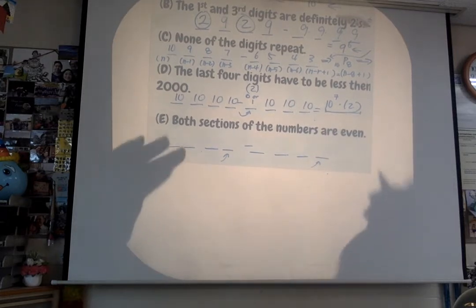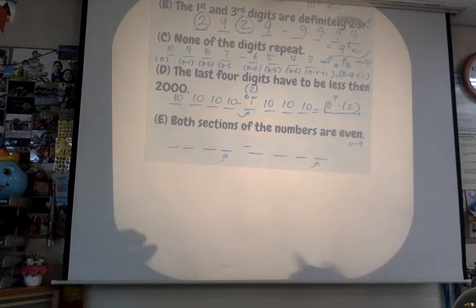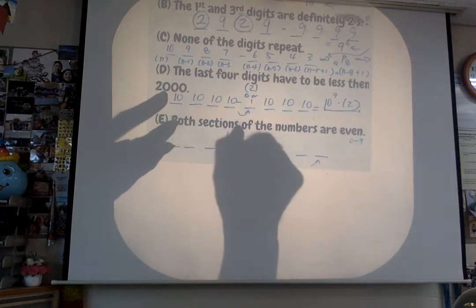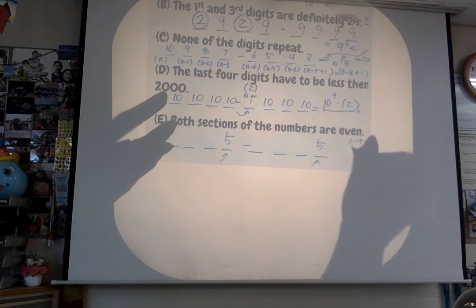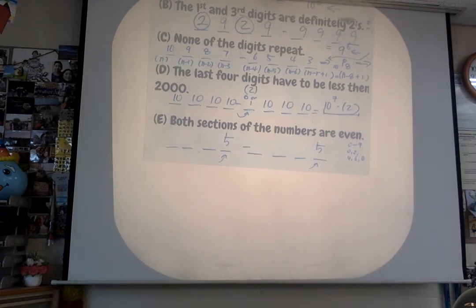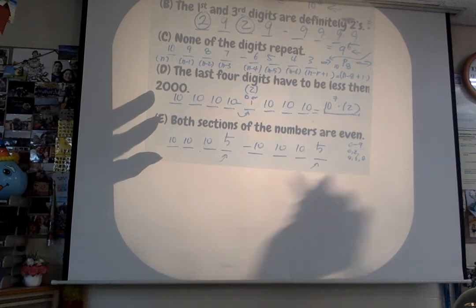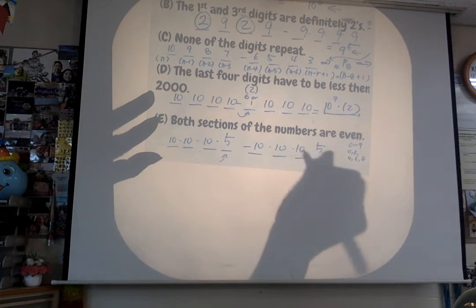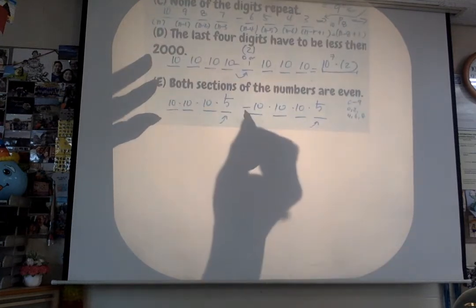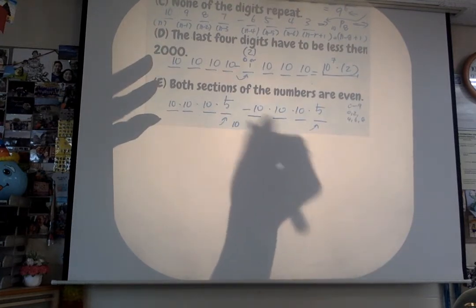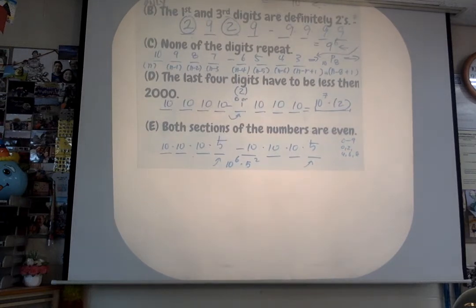So how many even digits are from 0 to 9? 0 is even, okay? So it's going to be 5 and 5. Because 0, 2, 4, 6, 8 are even. And then the rest, no restrictions. You got it, okay? All right, 10, 10, 10, 10, 10. You multiply all that. That's not a minus sign, that's a hyphen, okay? So it's going to be 10 to the 6 times 5 squared. That'll be your answer, okay?